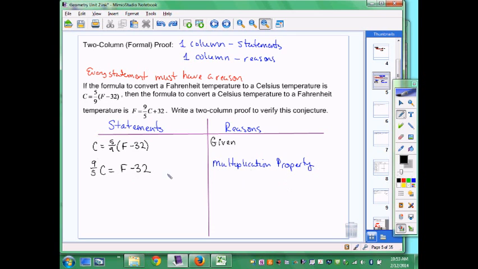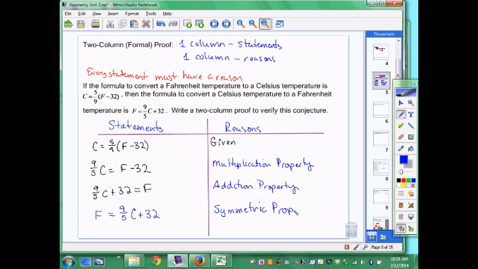And then I'm going to add 32 to both sides. And so for that one, I use the addition property. And see how I want it to be F is equal to 9/5 C plus 32? So I'm going to turn it around so that it's in the right format. And the thing that allows me to do that is the symmetric property. Oh, is that reflexive?